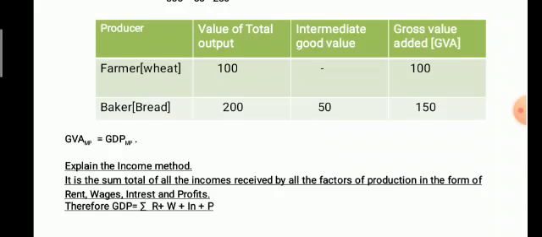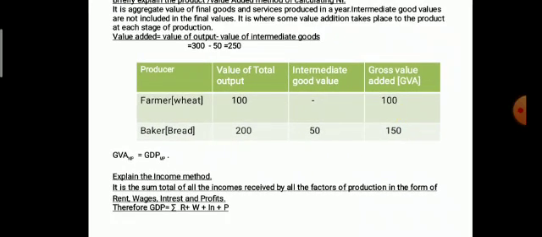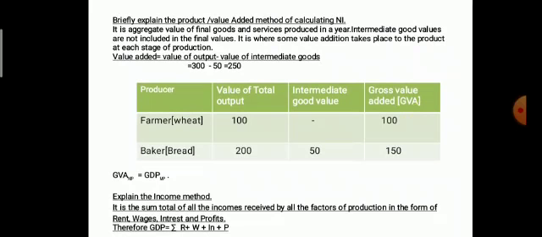So the value added method, or product method, is the addition of all the goods and services produced in the country by all the firms, where only final values are taken, deducting the intermediate values, and GDP at market price is equal to GVA at market price. Then in the income method, all the incomes of all the people in the country are added in the form of rent, wages, interest and profits.